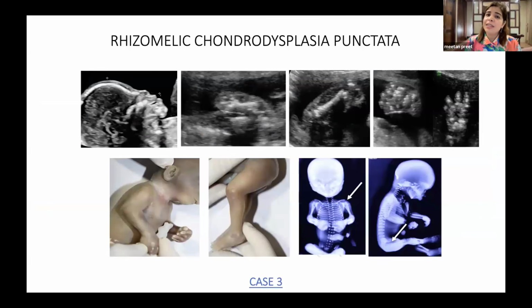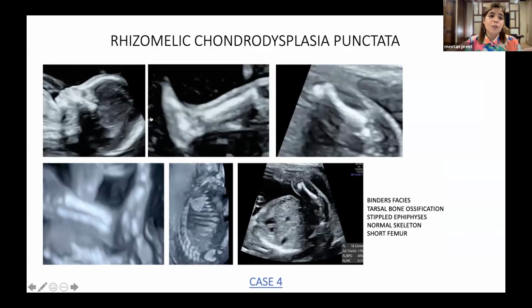Case number 3, rhizomelic chondrodysplasia punctata. Again, binder's phenotype, not so severe. However, the bones were very, very short. There were disordered ossification centers almost everywhere. These are autopsy images showing you very, very short bones, a rhizomelic variety, and an X-ray of the baby as well, showing all these stippled epiphyses almost everywhere in the appendicular skeleton.